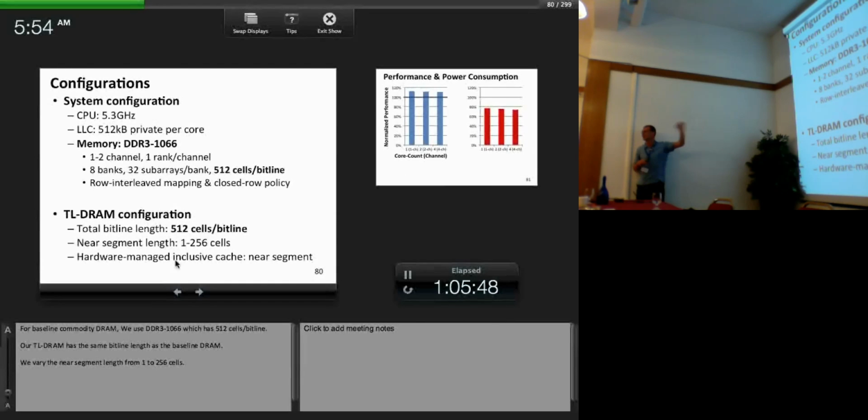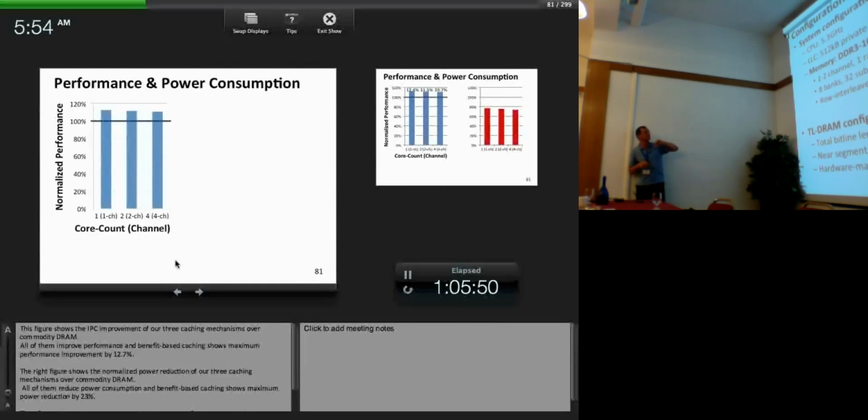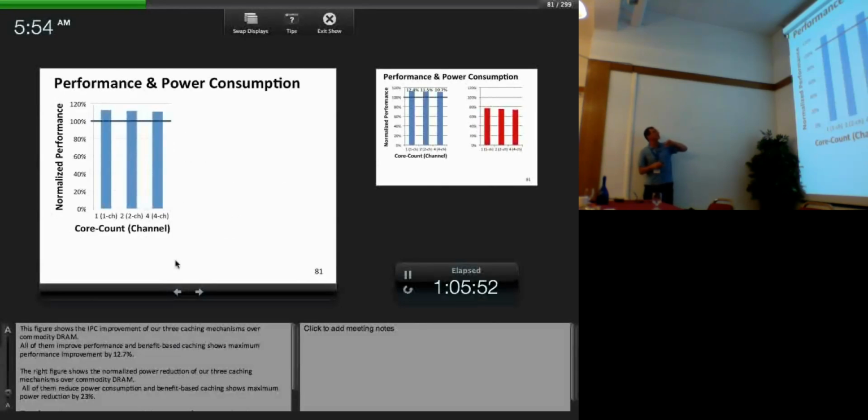So this is the system configuration. You can read the paper for more details. This is averaged across all workloads for 1-core, 2-core, and 4-core systems. This is the performance improvement that you get. It's on the order of 10%, and it's relatively constant. Can you do better?